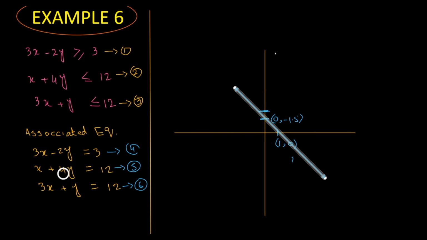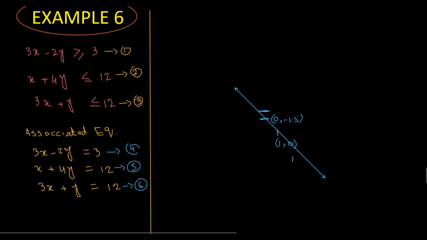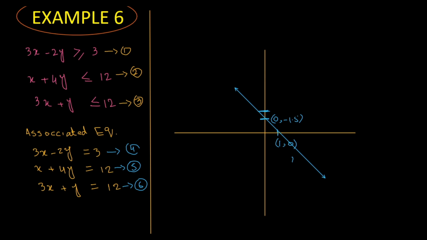For x equal to 0, we get y equal to 3. If this is 2, then this point is actually 3. So this is the point on our next line.